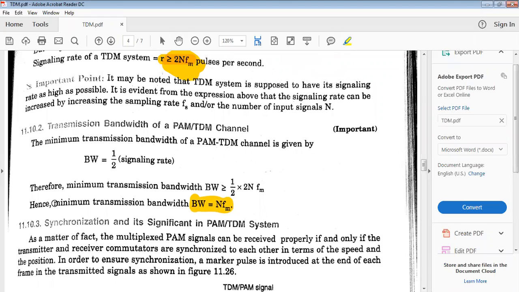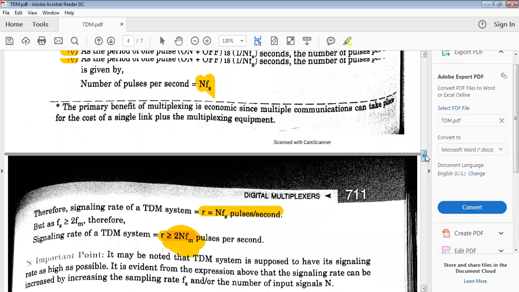Just remember, minimum bandwidth: the bandwidth should be greater than or equal to N into Fm. N is the number of users, and Fm is the maximum frequency present in the message signal. I am showing you these formulas because there will be some numerical problems after this. Just write down these few things: pulse spacing, number of pulses per second, that is signaling rate, and the bandwidth.